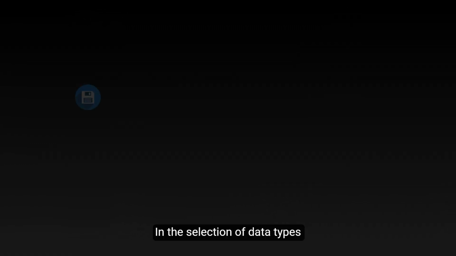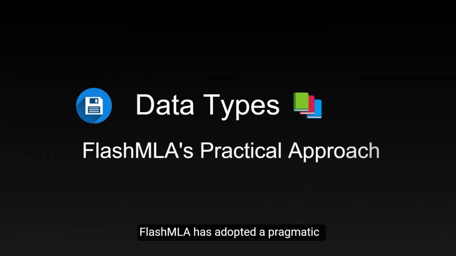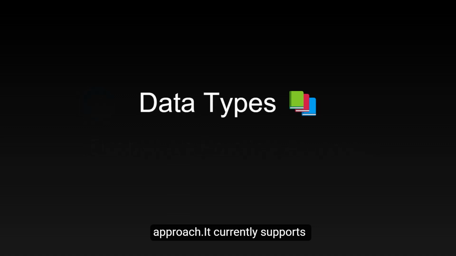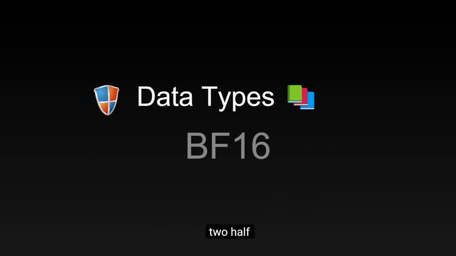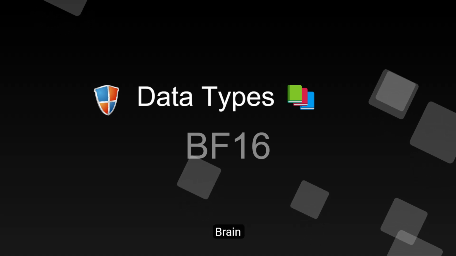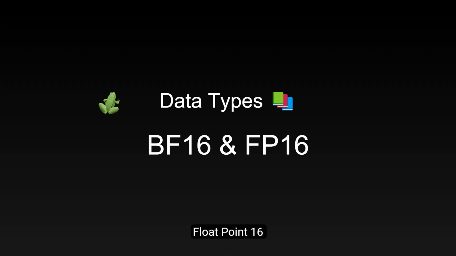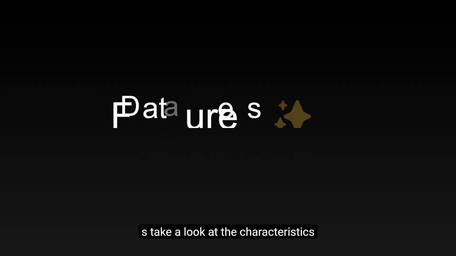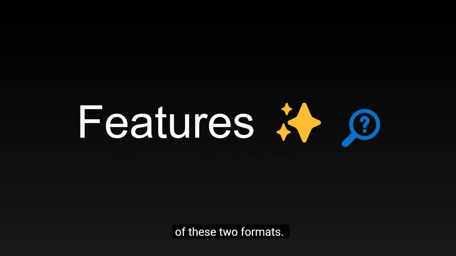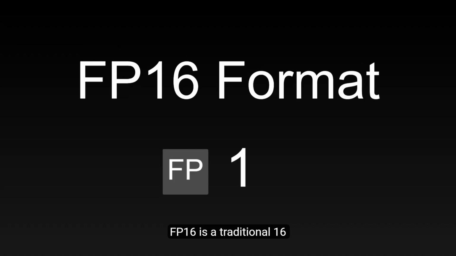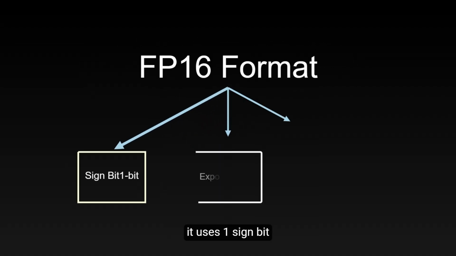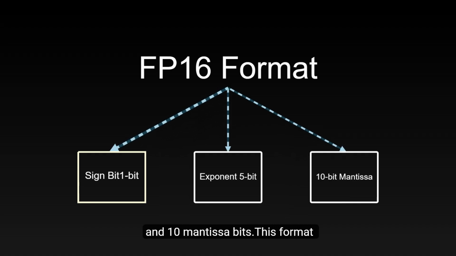In the selection of data types, FlashMLA has adopted a pragmatic approach in that it currently supports two half-precision floating point formats, BF16, Brain Floating Point 16, and FP16, Float Point 16. Now let's take a look at the characteristics of these two formats. FP16 is a traditional 16-bit floating point format. It uses one sign bit, 5 exponent bits, and 10 mantissa bits.